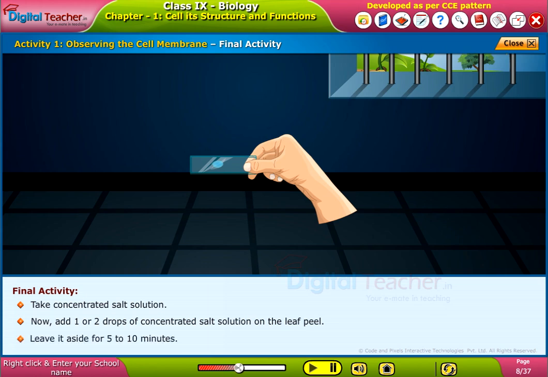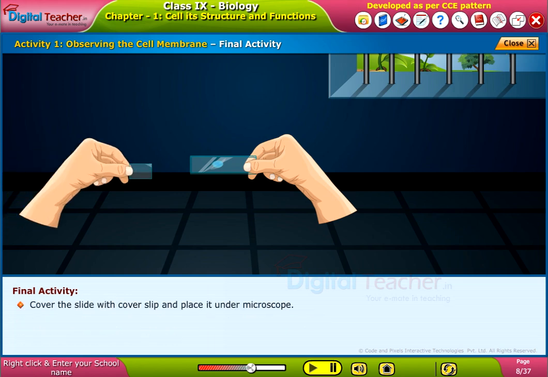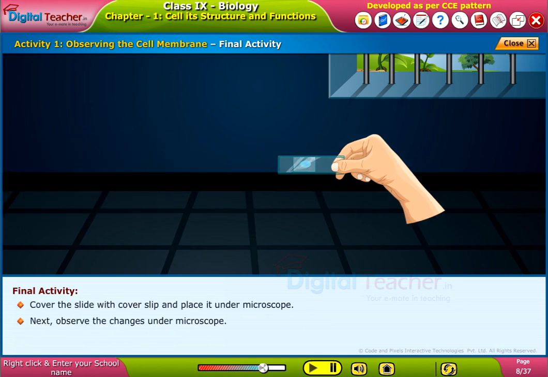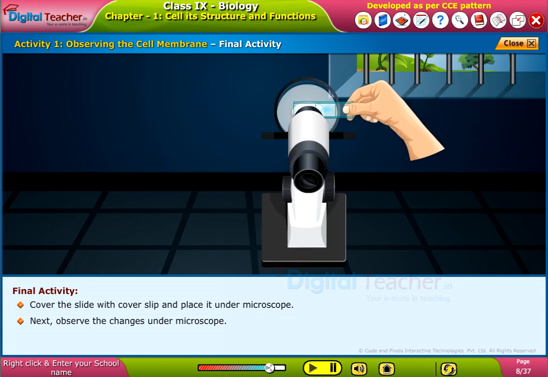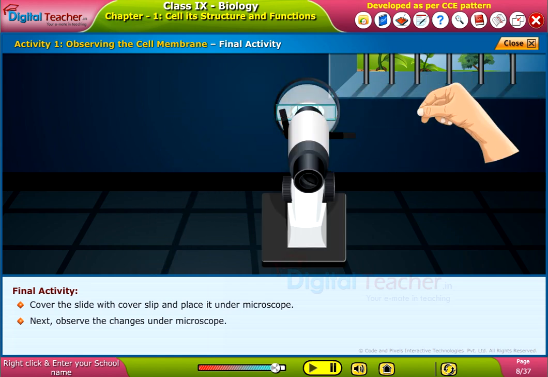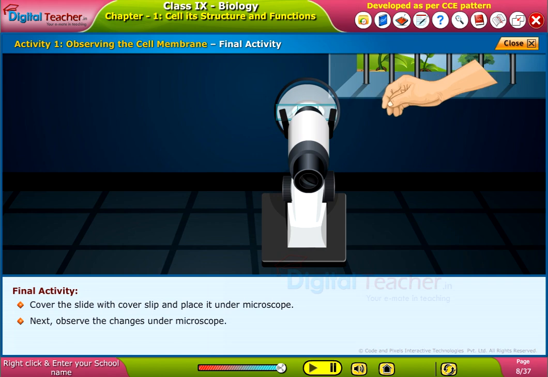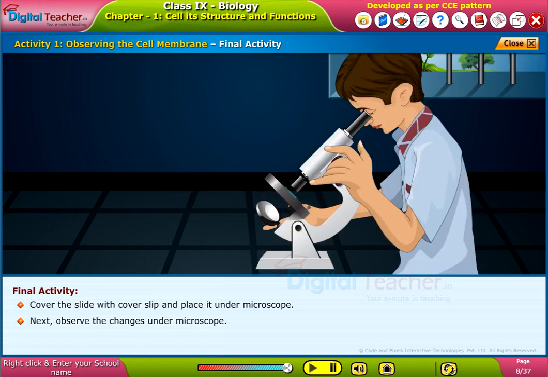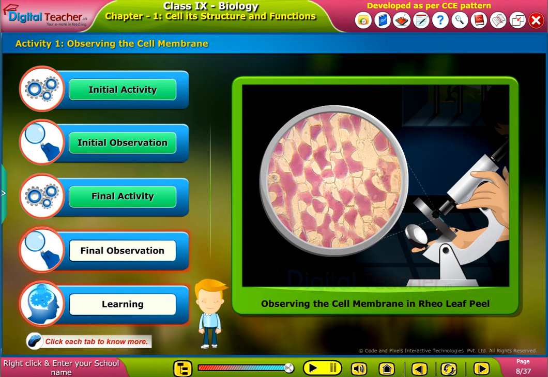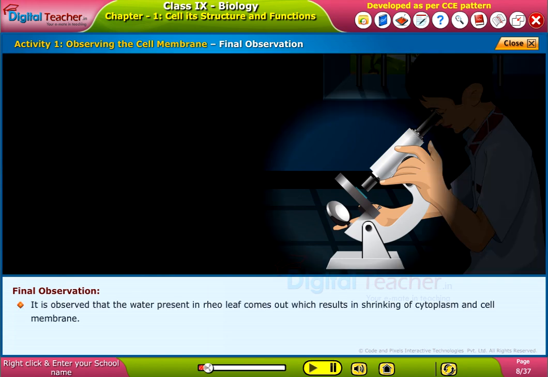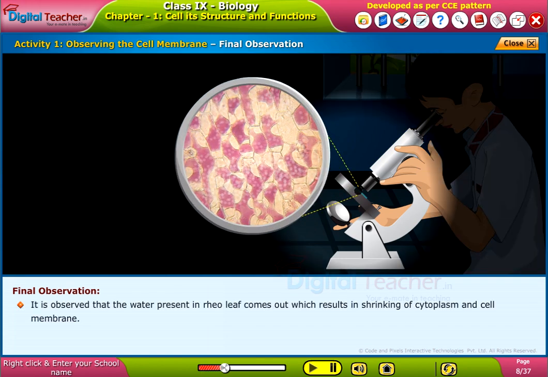Leave it aside for 5 to 10 minutes. Cover the slide with cover slip and place it under microscope. Next, observe the changes under microscope. It is observed that the water present in Rheo leaf comes out, which results in shrinking of cytoplasm and cell membrane.